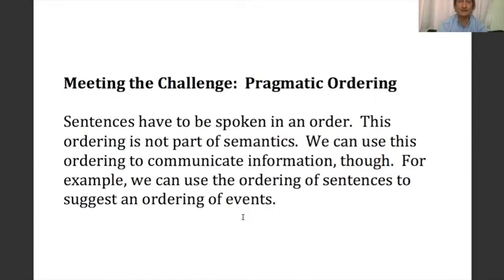You have to say one first, and you have to say the other second. Okay, and that means you have to choose. You have to make a choice of which order to put them in. That ordering is something that we can use to convey information. For example, we could use it in the following way. We're going to say one sentence before another to indicate that the event that the first sentence describes happens before the event that the second sentence describes.